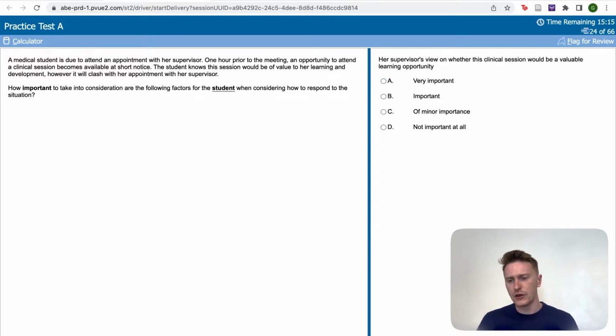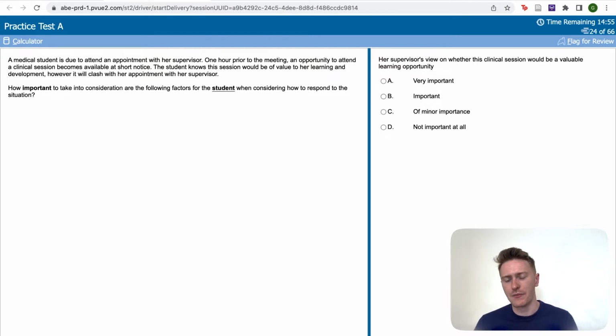Her supervisor's view on whether it would be valuable. This is outsourcing the decision, which should not really be done. I think, clearly, her supervisor's view is important. You can't degrade the supervisor's view. He's got more experience and therefore is likely to offer some advice.